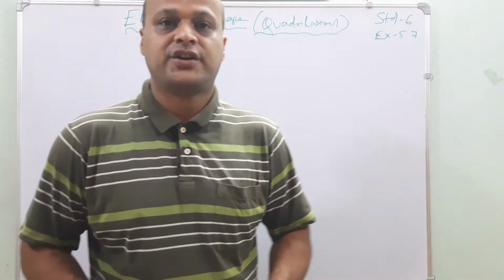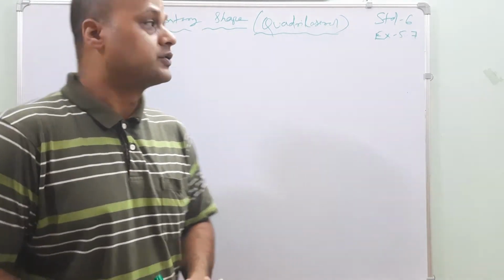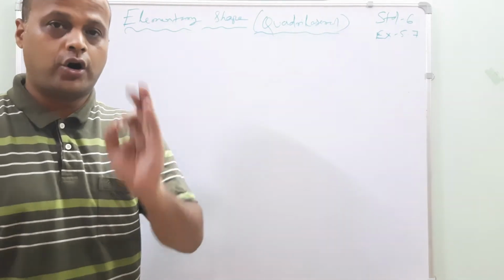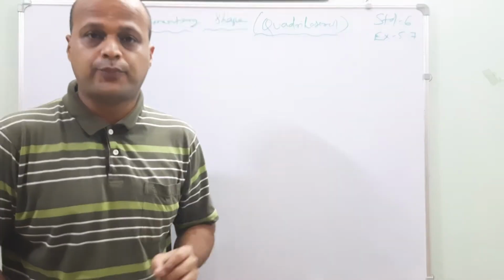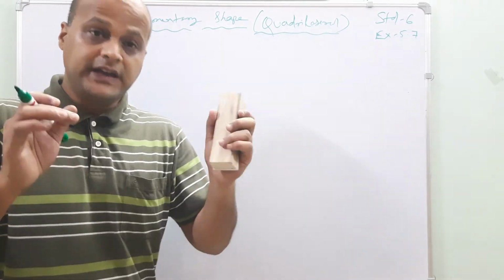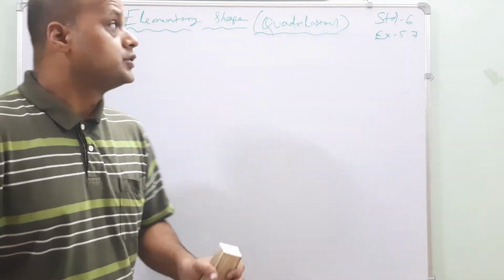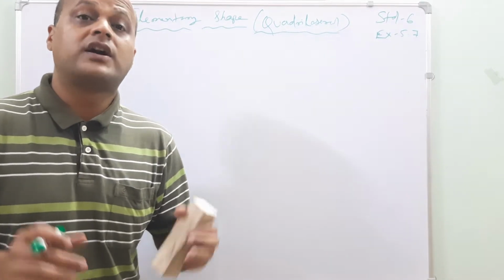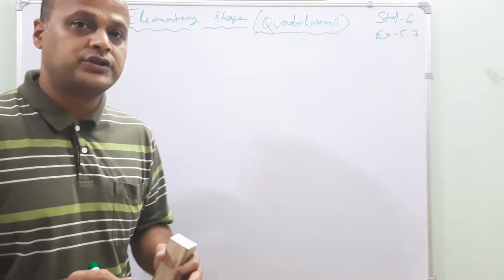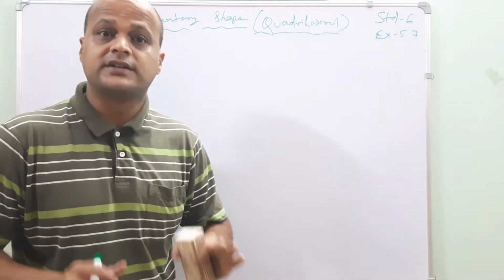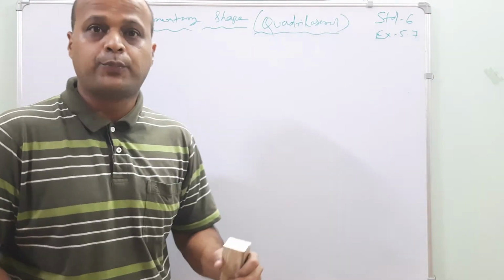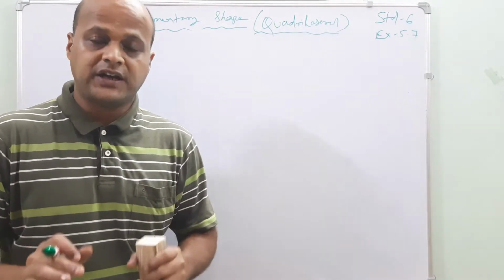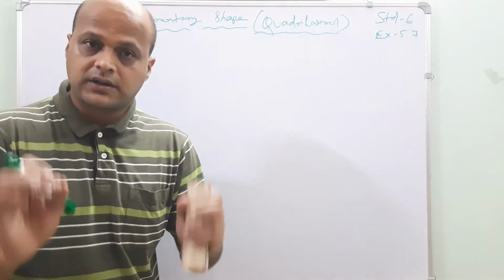Hello my dear friends, today we will discuss understanding elementary shapes of standard 6, exercise 5.7. In this exercise also I will tell you the special quadrilateral shapes and what their properties are. If you understand the basics of various quadrilaterals and their properties, then all questions and answers of exercise 5.7 will be completed. So my dear friends, remember and concentrate.